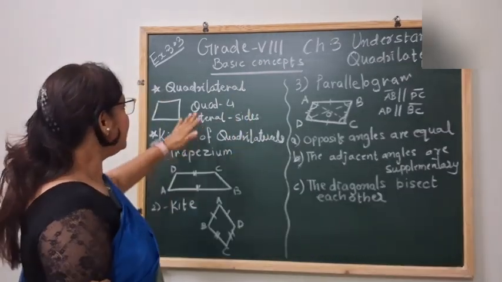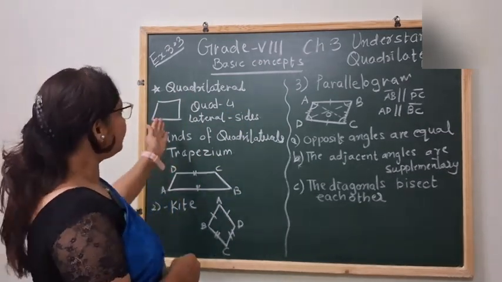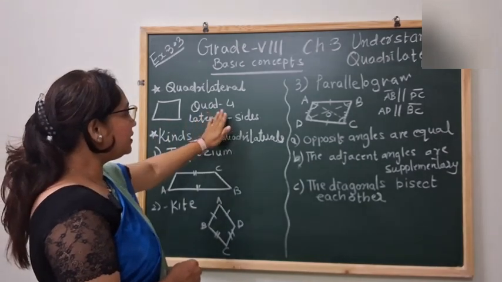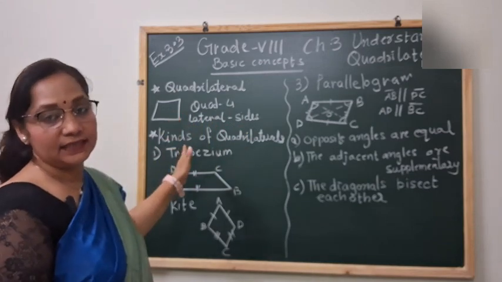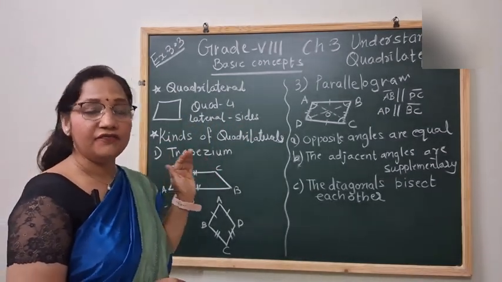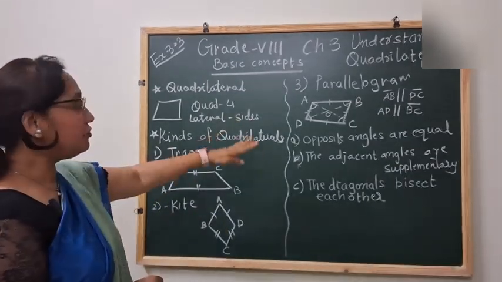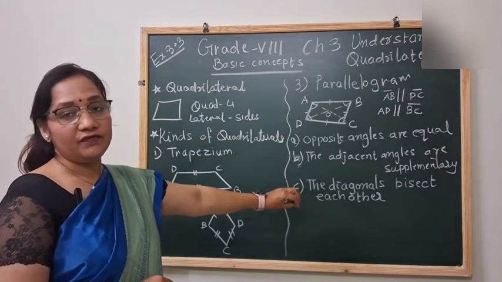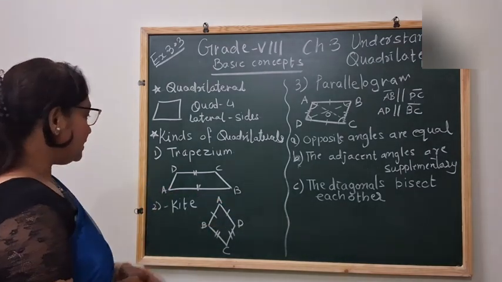So first thing is, what is the meaning of quadrilateral? What do you understand by quadrilateral? Quadrilateral means quad, that is 4, and lateral means sides. Any figure made up of 4 sides is a quadrilateral. We have many different types of quadrilaterals. Let us go through 2 or 3 types which we'll be using in the coming exercise. So first is trapezium.